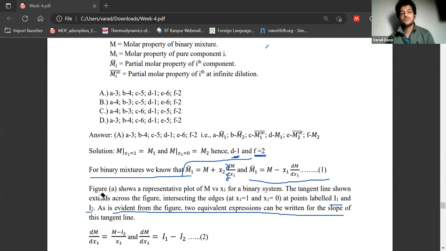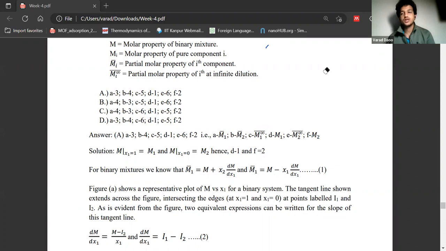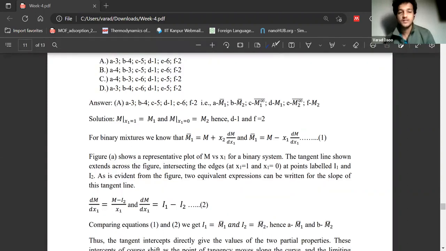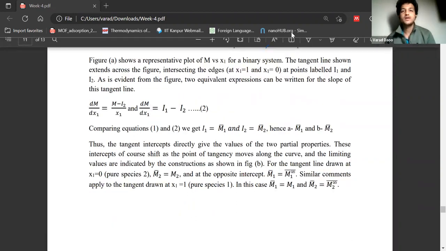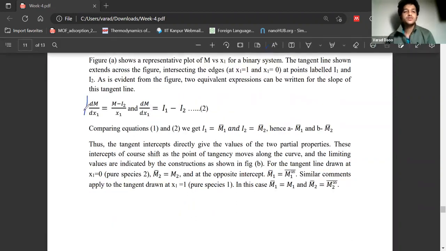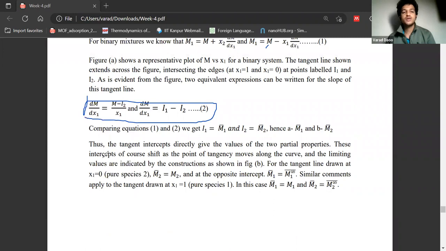This is what is taught in the first class of solution thermodynamics, right? Whenever we teach partial molar property, this is the first thing which we tell. The second method, when you compare these two methods and solve for I1 and I2, what you get is I1 is nothing but M1 bar and I2 is nothing but M2 bar. Hence A is M1 bar and B is M2 bar.